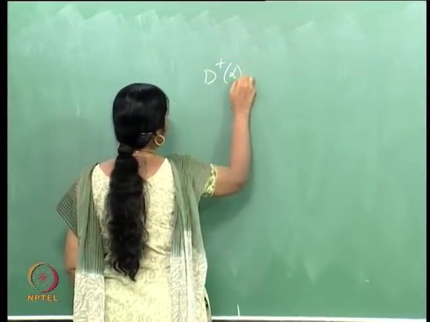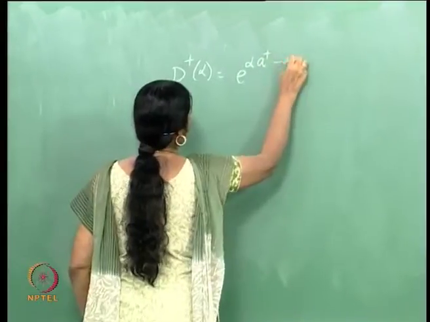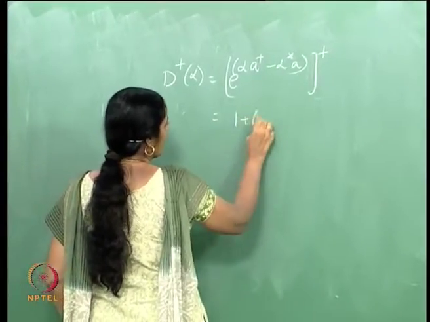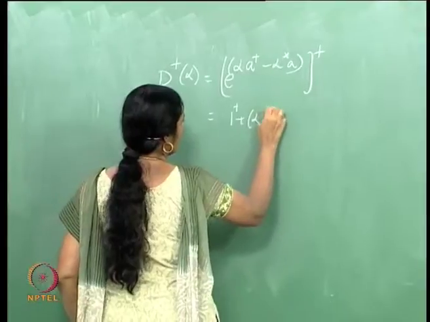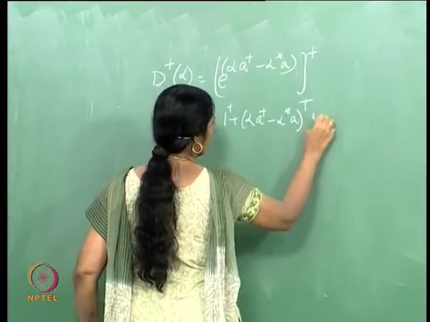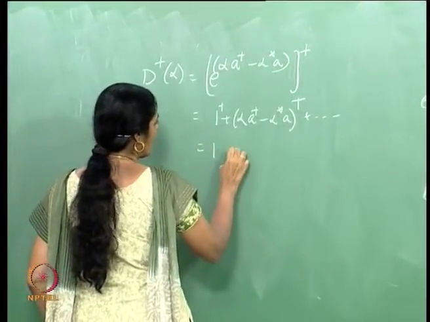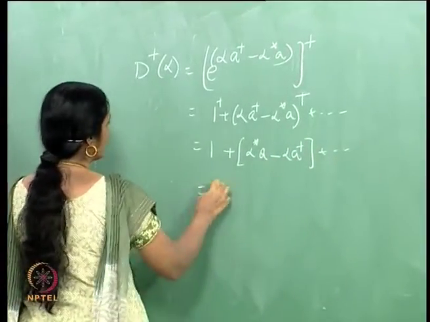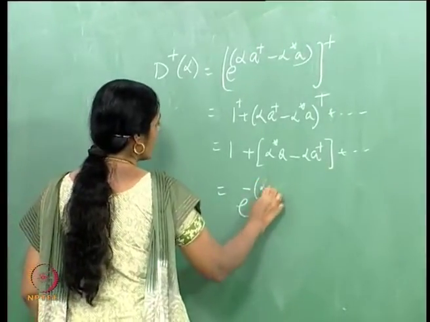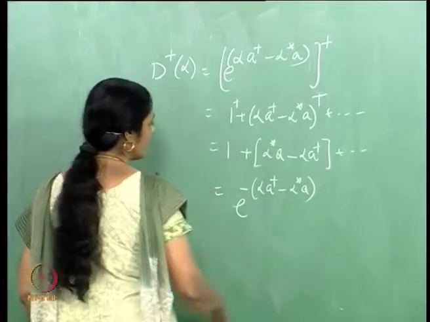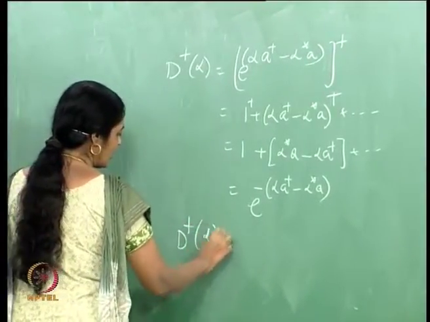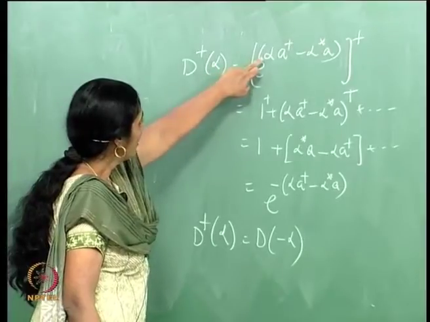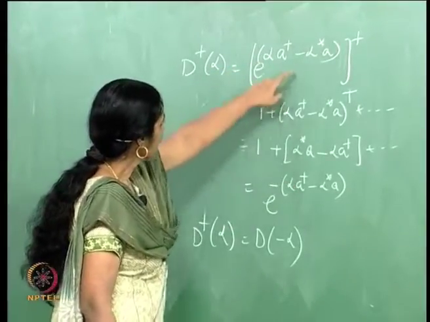Because d dagger of alpha is e to the alpha a dagger minus alpha star a, all daggered, and I could have done this term by term. It's like taking the dagger of the identity operator plus alpha a dagger minus alpha star a plus so on, and that's the same as 1 plus alpha star a minus alpha a dagger plus, which is the same as e to the minus alpha a dagger minus alpha star a. So d dagger of alpha is the same as d of minus alpha. If here I had simply changed alpha to minus alpha, I would have got e to the minus alpha a dagger plus alpha star a.